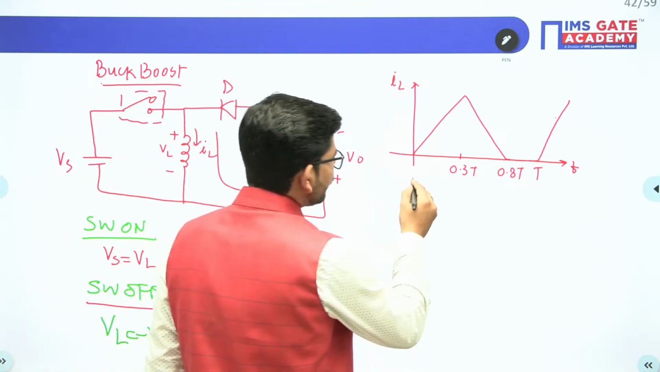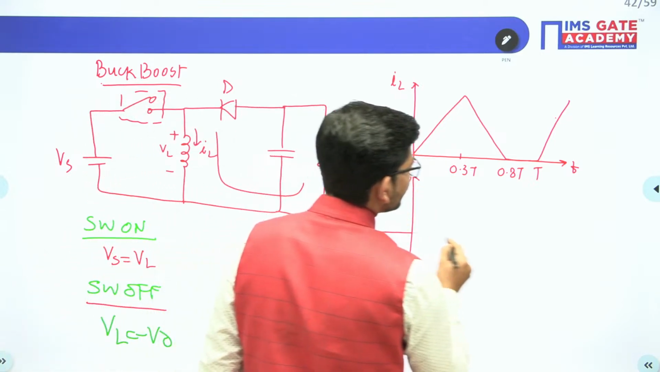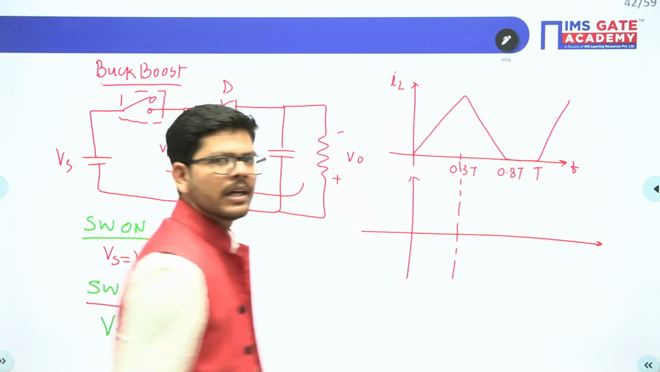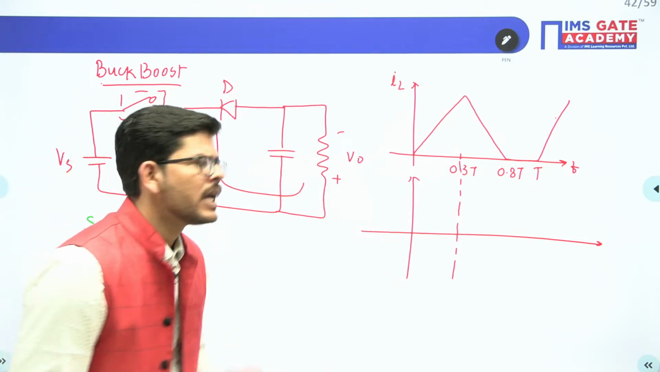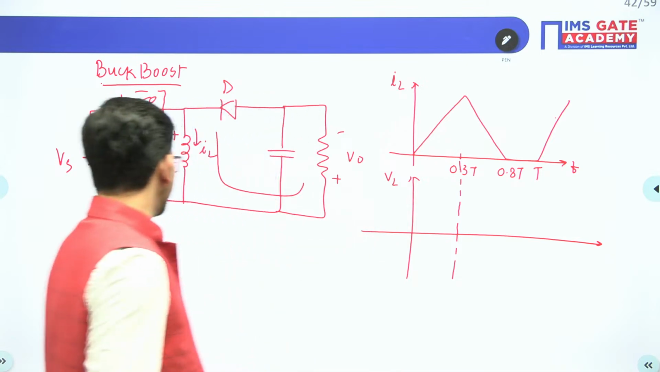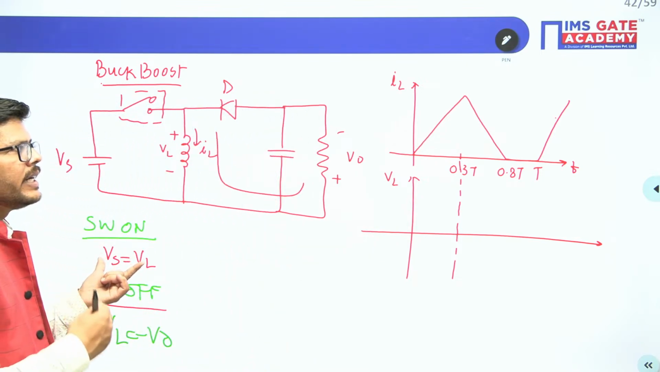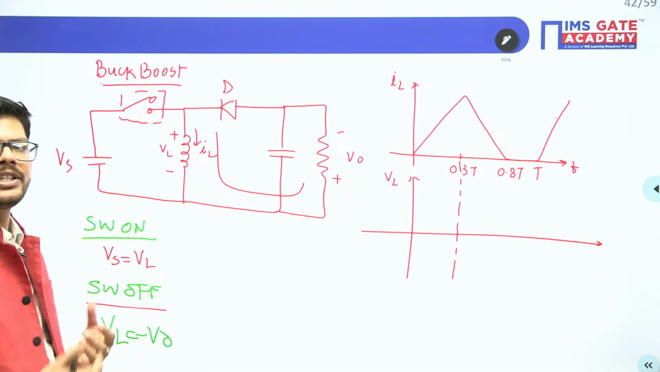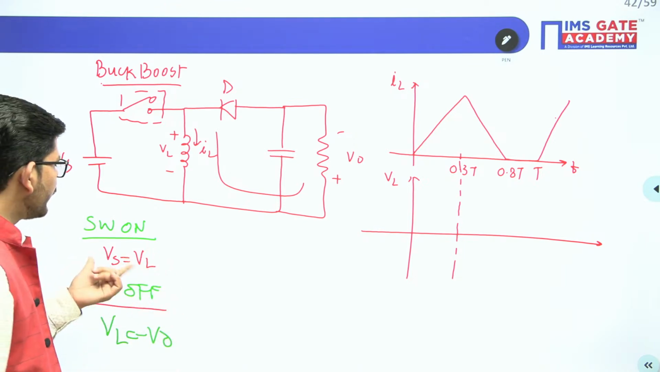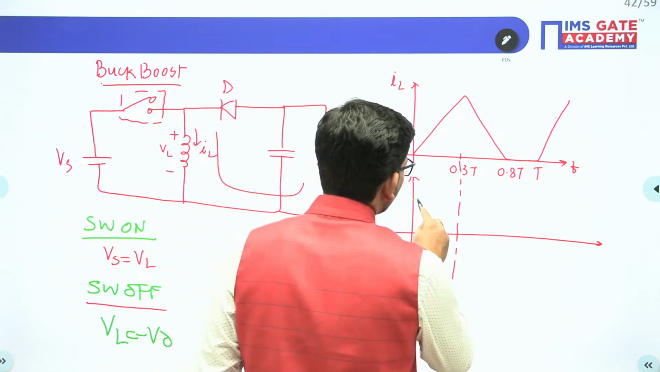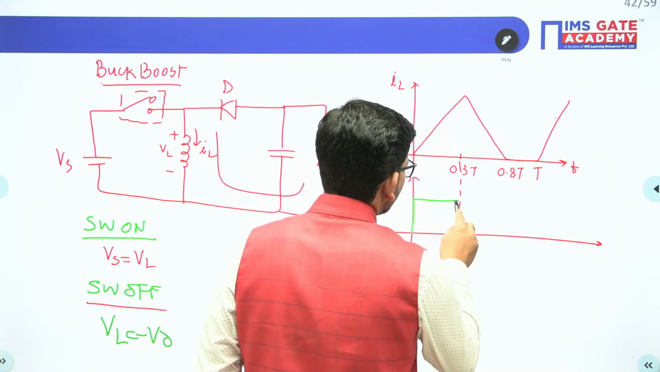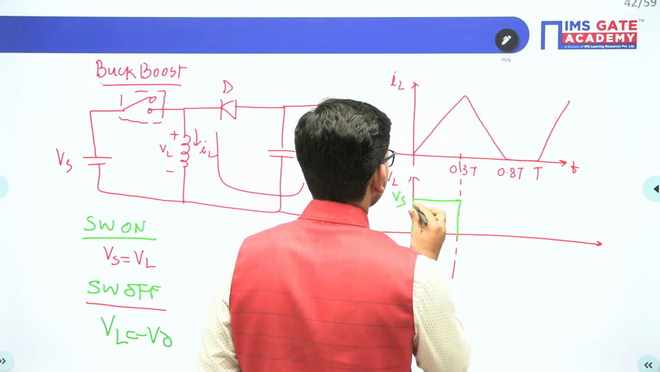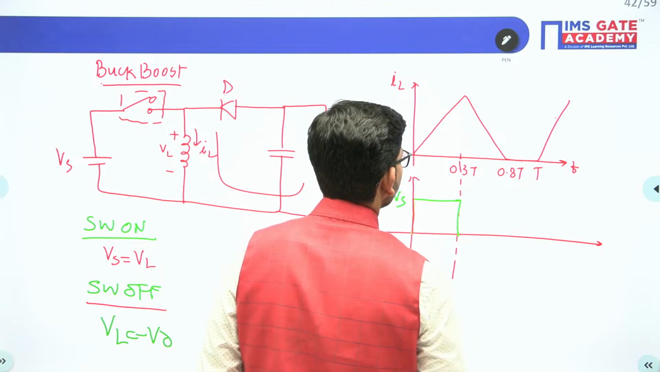Now, can you tell me one fact? At the moment when the inductor current is increasing, that is the moment when the switch is on. At that time, your inductor will be storing energy, and that is the moment generally in the converter when the switch is on. So when the switch is on, what is the inductor voltage? It is equal to Vs. So you have Vs here.